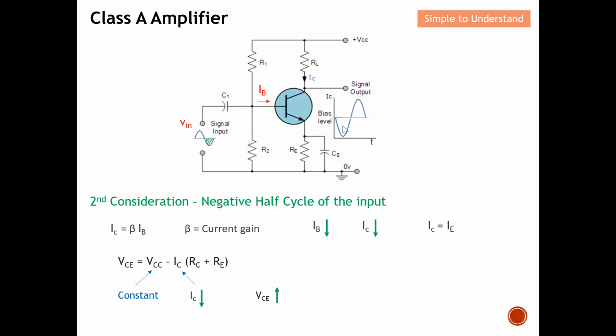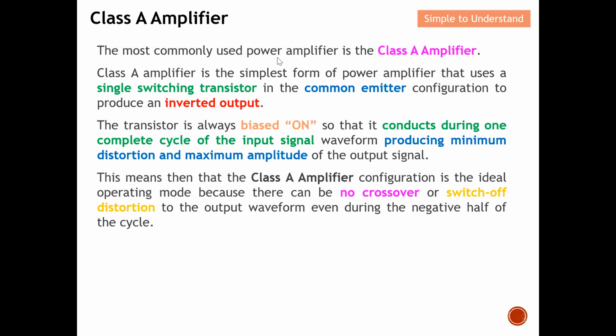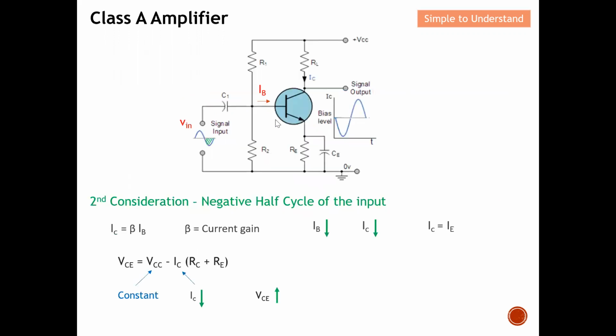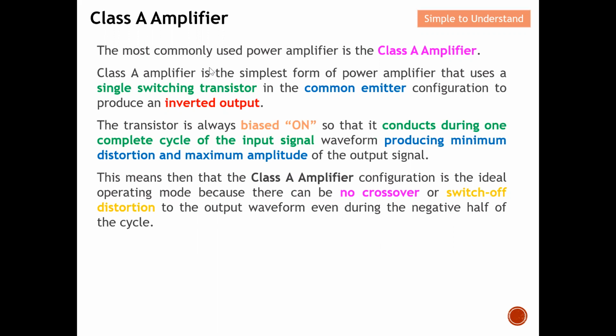Let me do a very quick conclusion on Class A amplifier. The most commonly used power amplifier is the Class A amplifier. Class A amplifier is the simplest form of power amplifier that uses a single switching transistor. As you can see earlier on, I only have one single transistor. So this is what it means. Class A amplifiers are the simplest form of power amplifier because they just need a single switching transistor in the common emitter configuration to provide an inverted output.